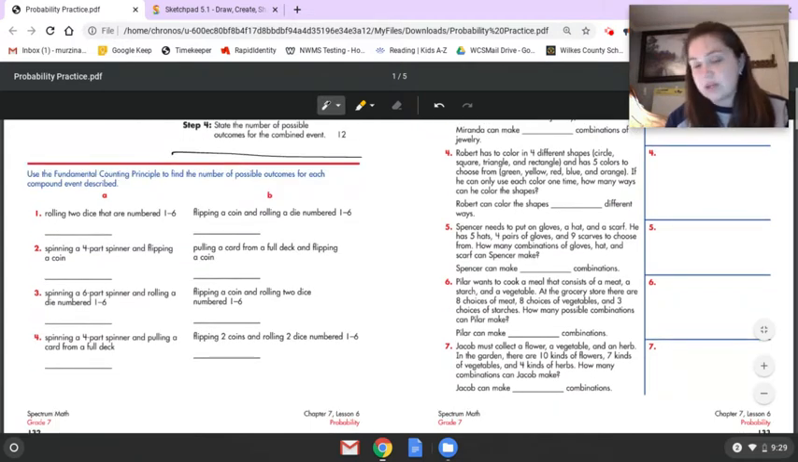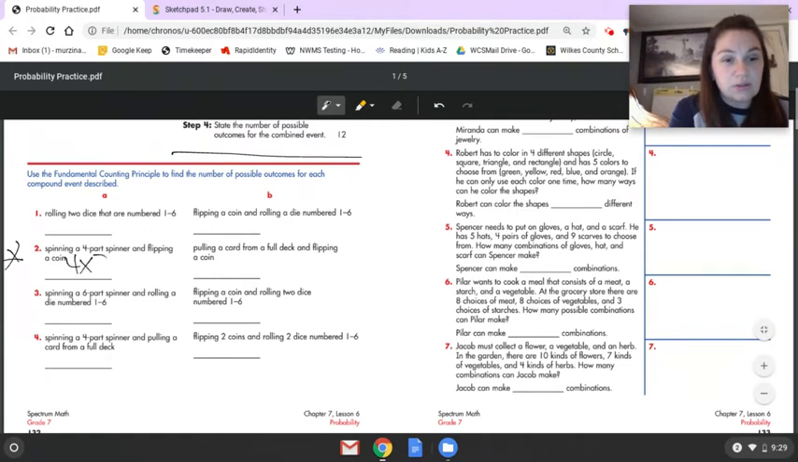So the first one we're going to look at is number 2 right here. Okay. So 2A says spinning a 4-part spinner and flipping a coin. Well, that one would be pretty easy to do as a tree diagram because the first part only has 4 possible outcomes and the second only has 2. So if we use the fundamental counting principle, we could easily just do that as 4 times 2 and find that there are 8 possible outcomes. And that one would be fairly easy.